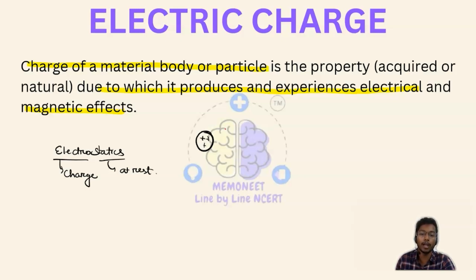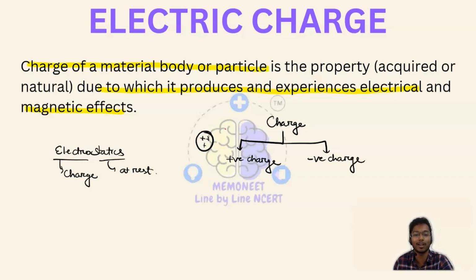How many types of charge do we have? Charge is of two types: positive charge and negative charge. Most students will say that charge is of three types because they consider neutral as a charge. No, neutral is considered a body, it is not a charge. A body can be neutral, but a charge can't be neutral.